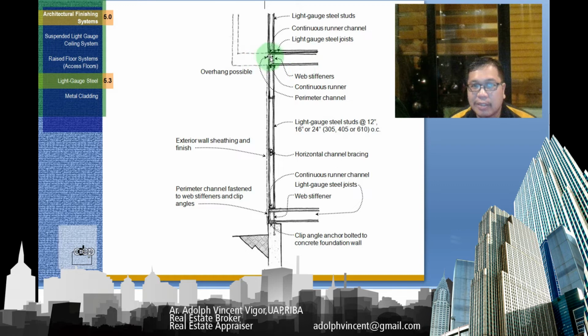Then you have the possible overhang here. You have here your web stiffeners, continuous runner, then a perimeter channel outside. Then light gauge steel studs at 12 inch, 16 inch, or 24 inch on center. Then you have your exterior sheeting and finish outside. Then you have a perimeter channel, web stiffeners and clip angles here.